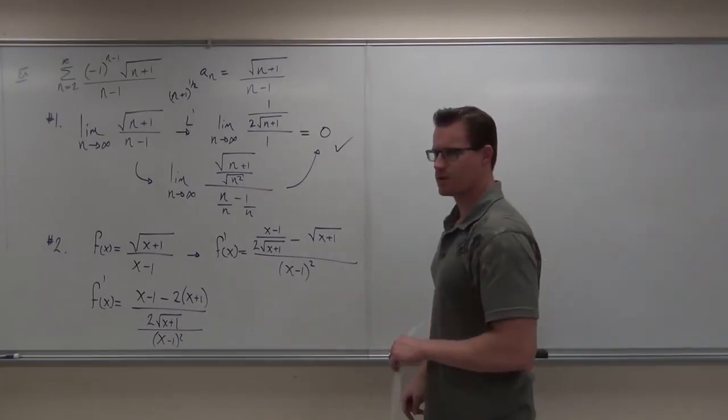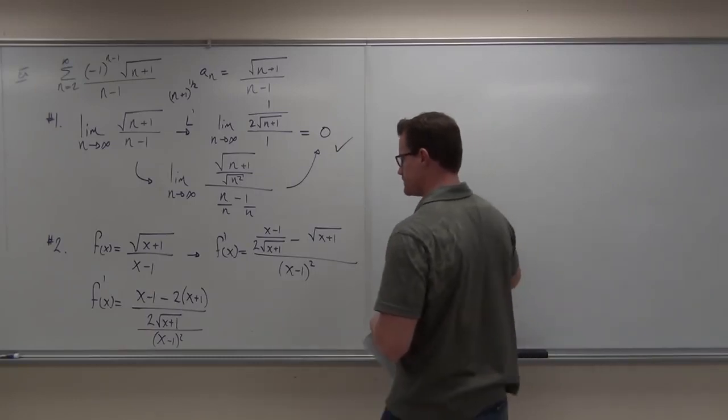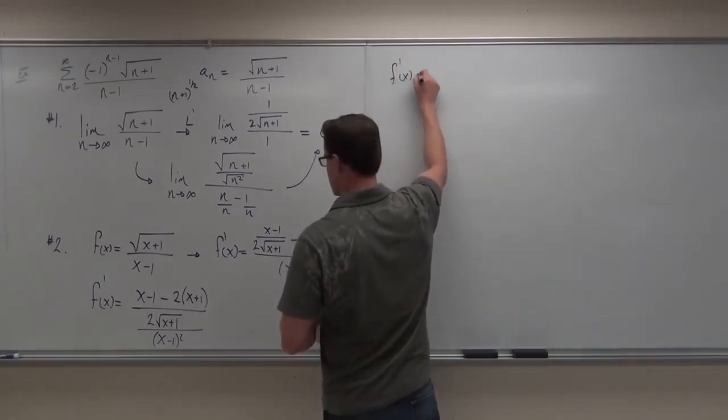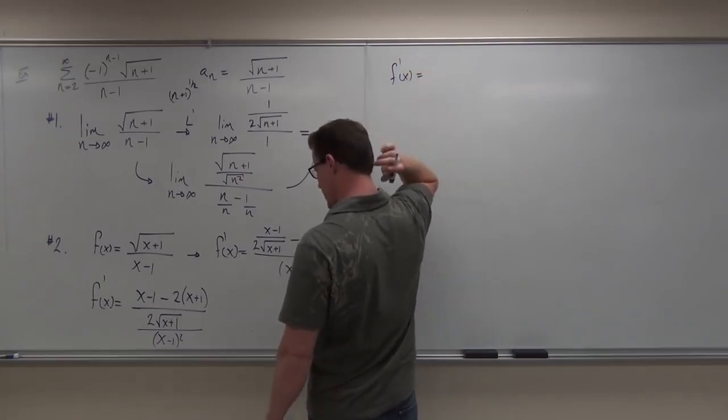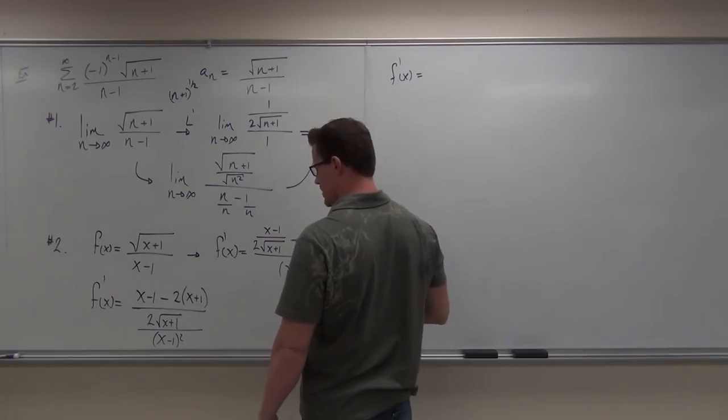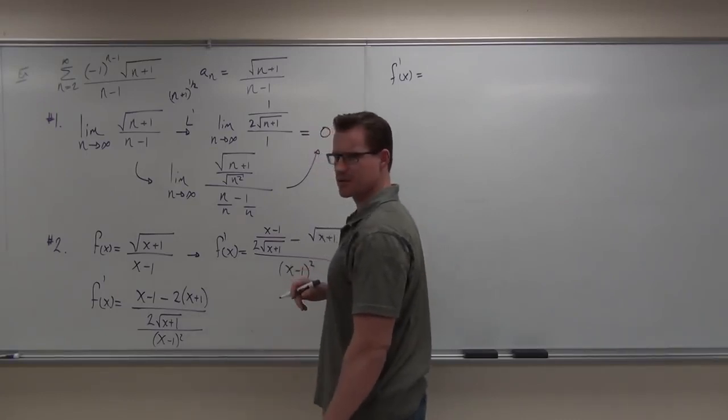Still okay so far? Yeah. Let's keep on rolling. So we'd have f prime of x equals, what do we get on that numerator? Looks to me like it's negative x minus 3. Did you get that? Negative x minus 3? Yeah.